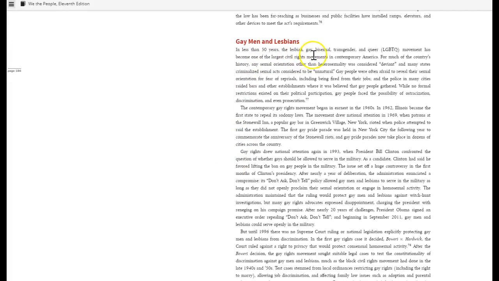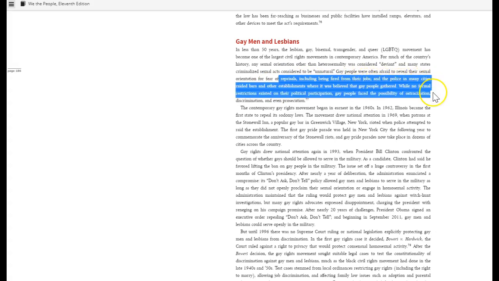In less than 50 years, the lesbian, gay, bisexual, transgender, and queer movement has become one of the largest civil rights movements in contemporary America. For much of the country's history, any sexual orientation other than heterosexuality was considered, quote, deviant. In many states, criminalized sexual acts considered to be, quote, unnatural. So already here, it's feeding a certain viewpoint. It's giving the students a certain viewpoint. Gay people were often afraid to reveal their sexual orientation for fear of reprisals, including being fired from their jobs, so on and so forth.